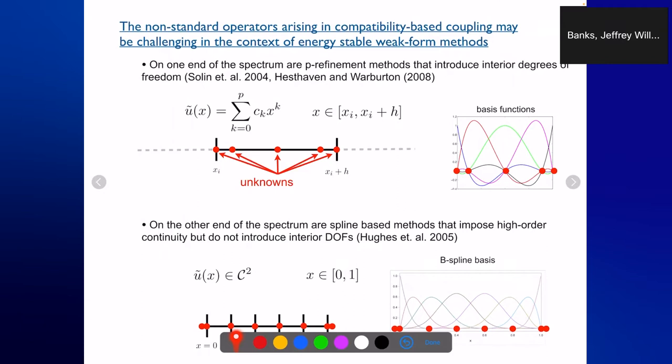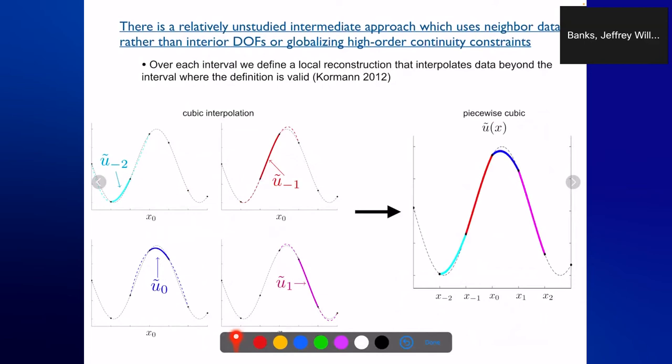Now, it turns out that there is a relatively unstudied alternative. Corman studied it a little bit, but we've taken off with this, where the basic idea is, instead of adding either interior degrees of freedom or adding extra continuity at the boundaries as a global constraint, I'm just going to do piecewise polynomial interpolation. So if I'm on some element, say this cyan element, and I want, instead of just a linear polynomial, a third order, cubic polynomial, I need two more degrees of freedom.